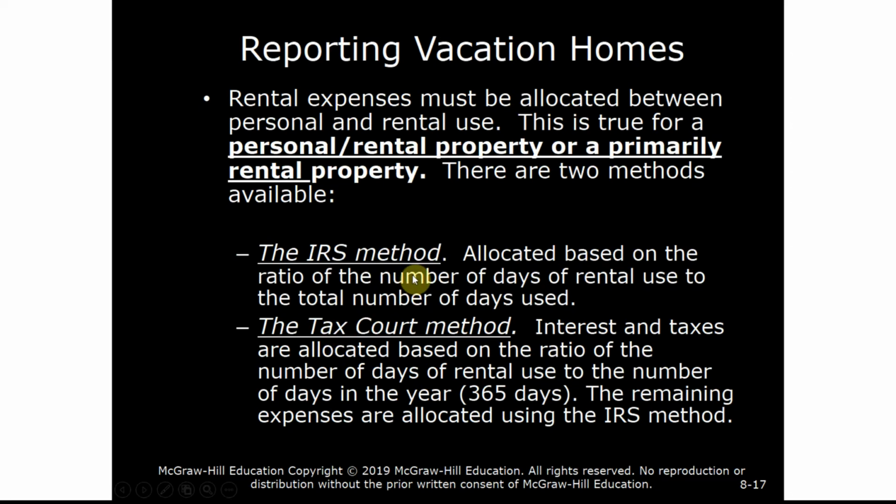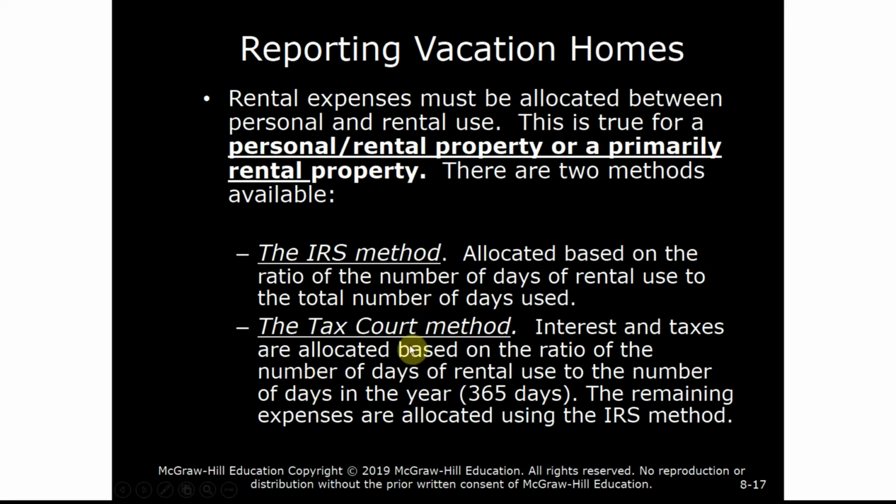So there are a couple of ways to allocate these shared expenses between personal and rental property. That's either personal rental or primarily rental. One is the IRS method, and I'll go through an example in a few minutes. This IRS method can apply to all expenses, and it's based on the number of days of rental compared to the total number of days used. And again, that'll be more easily understood with an example I'll run through.